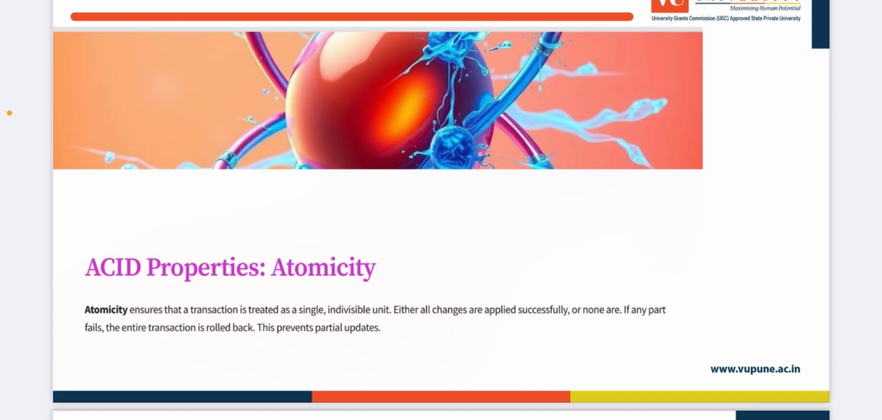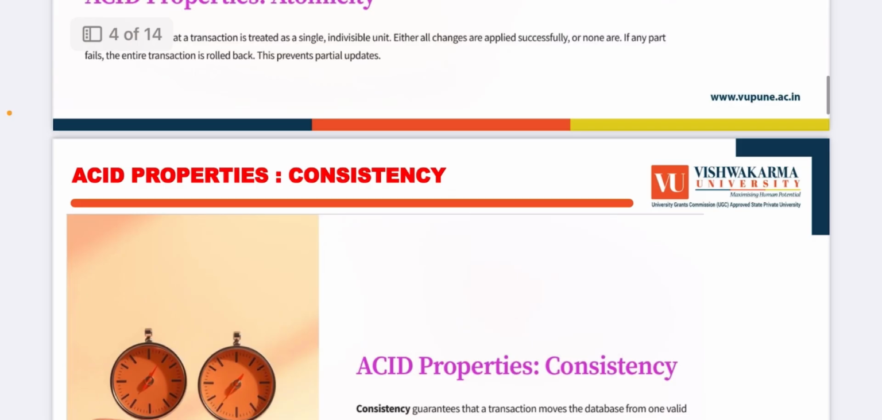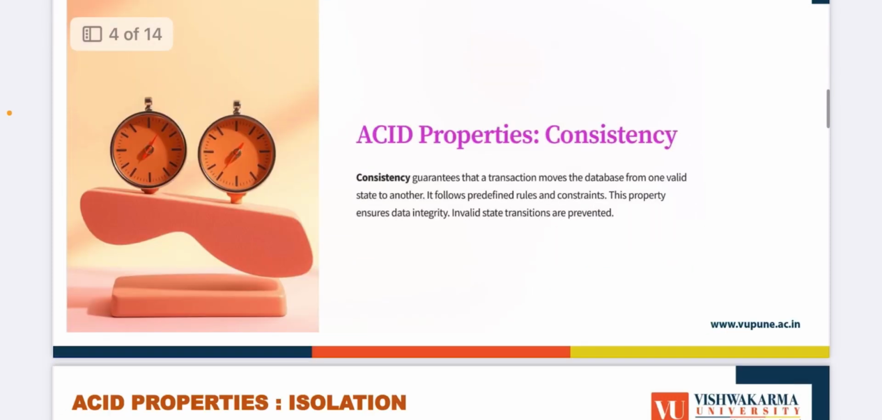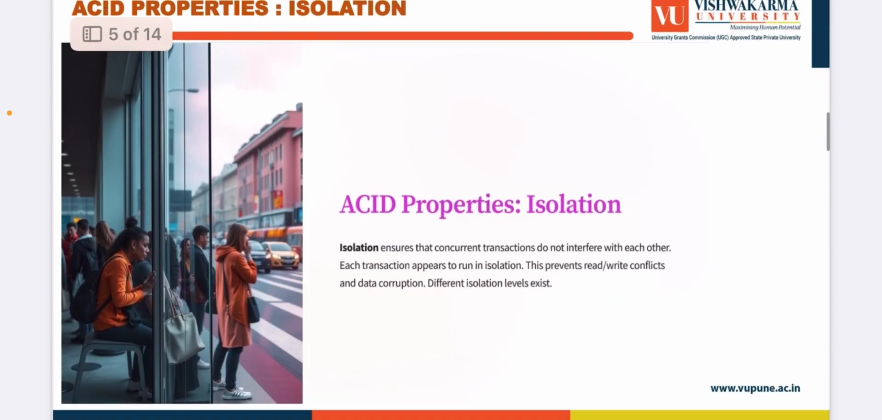This prevents partial updates. Let's move to the second property of ACID, consistency. Consistency guarantees that the transaction moves the database from one valid state to another. It follows predefined rules and constraints. This property ensures data integrity. Invalid transitions are prevented.